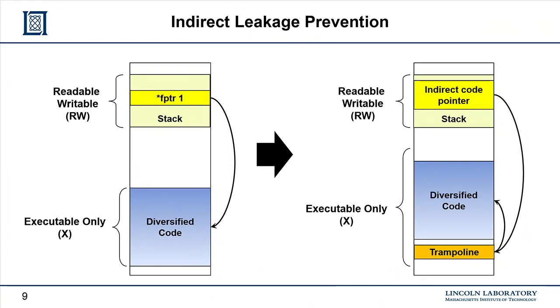Now, if we think about it, what this technique is doing is essentially enforcing certain entry points and exit points to the diversified code. So it allows certain ways of entering that code. In essence, that's a form of coarse-grained control flow integrity. So it creates a surrogate for accessing the code. That indirect code pointer is a surrogate of the code.